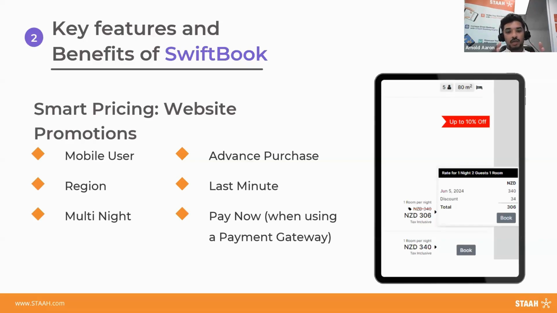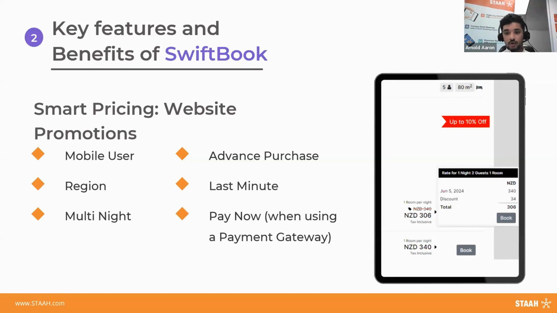Another benefit of having smart pricing is that we do not stack the discounts on top of each other. If you had multiple smart pricings applied at the same time, it will pick up the highest discount applicable in your property's case, and it will then show that discount to the customer, making sure that they are aware that they are getting a good deal when they book directly through your website.